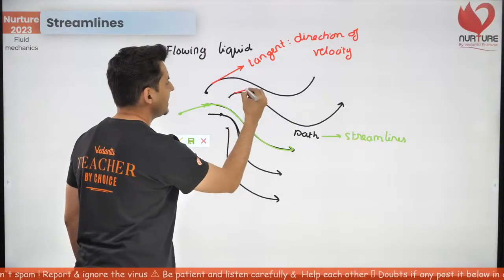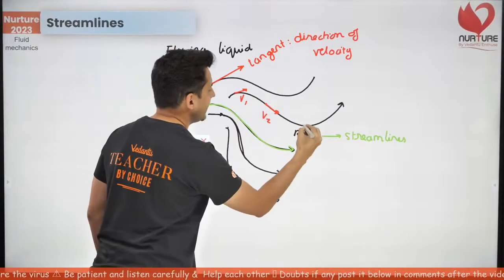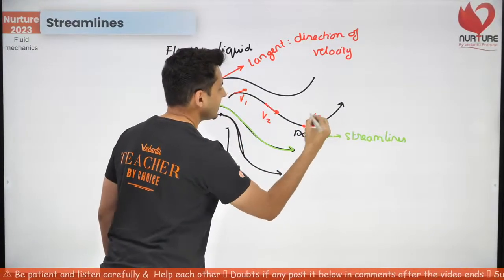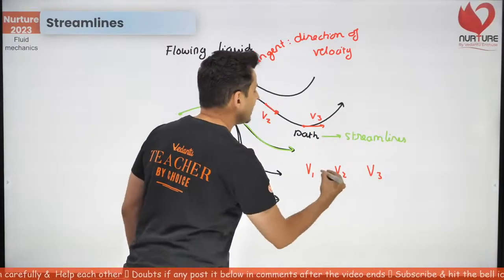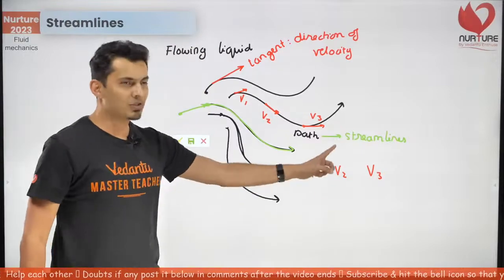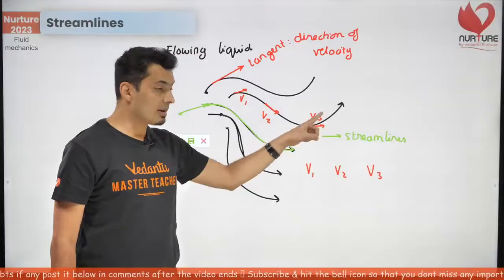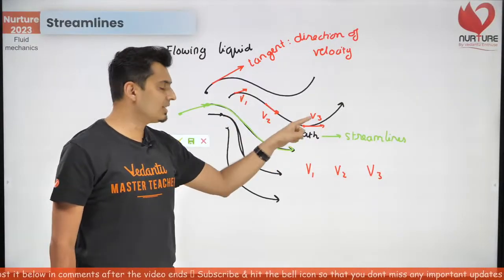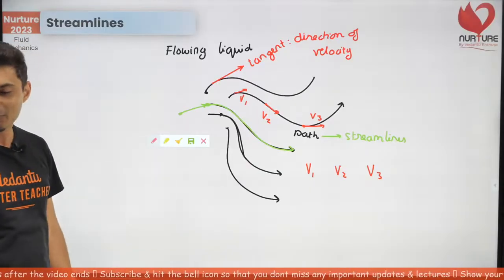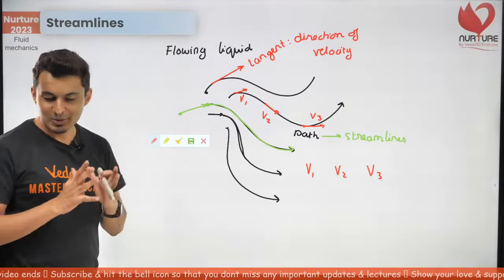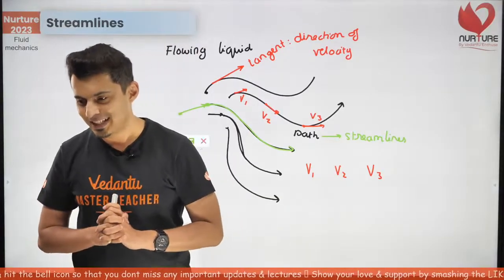Now, I have a question for you. Imagine the velocity at this point is v1. Imagine the velocity at this point is v2. Imagine the velocity at this point is v3. Is v1 equal to v2 equal to v3, or is it not equal? On a particular streamline, do you think the velocities are equal or not equal? Let's see how many of you can get this correct. Okay, Prakash says not equal.